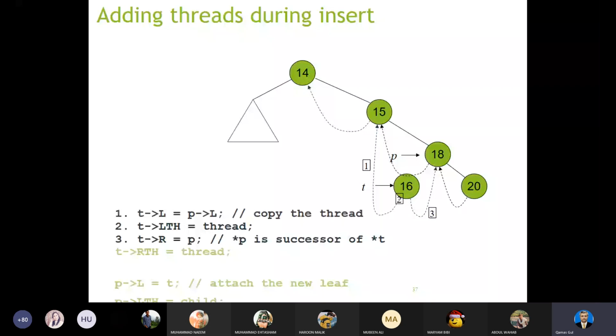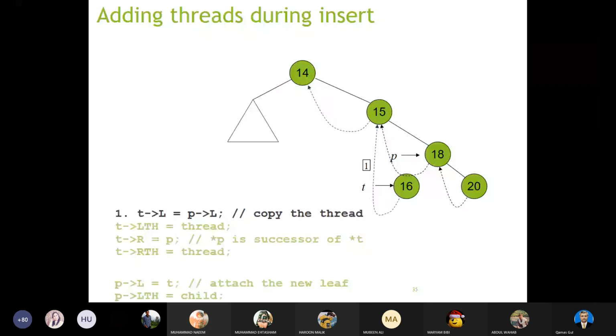देखें, साथ-साथ हम इस कोड को भी देखते हैं। पहले स्टेप में क्या हो रहा है, T arrow left। T का left देखें, T क्या है, 16 है, ठीक है। T का left जो है वो कहां पॉइंट कर रहा है, P arrow left। P का left भी 15 को पॉइंट कर रहा है, ठीक है। और T के left को भी 15 को पॉइंट करना चाहिए, because we are saying that in step 1 T arrow left is equal to P arrow left, copy the thread. So ये जो थ्रेड है, 18 का left thread जो कि 15 को पॉइंट कर रहा है, we are copying this thread in the 16's left.